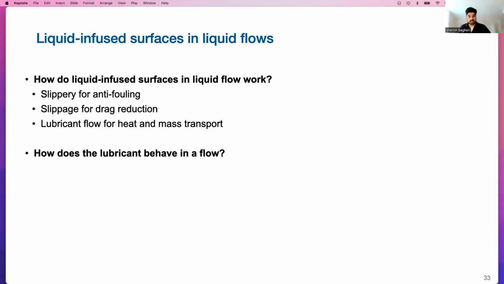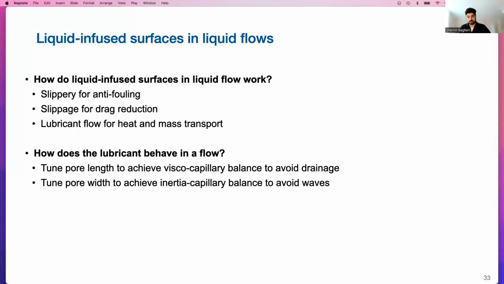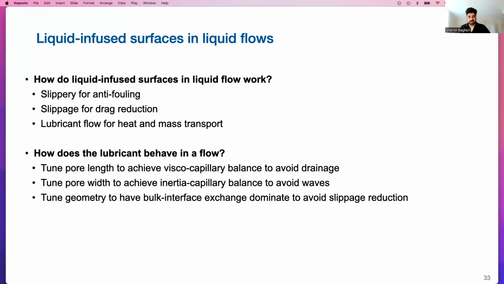A few things that I have talked about: we can reach a viscous-capillary balance. We can avoid drainage by tuning the pore length, for both partially wetting and totally wetting lubricants. We can make sure that the lubricant stays in place, although it wants to be drained. We can also tune the pore width in the other direction to achieve inertial-capillary balance, to avoid waves. And something I didn't talk much about in the last part is that we can also tune the geometry to have very fast kinetics, adsorption and desorption of surfactants, to avoid slippage reduction. These are some of the things we have learned, but there's much more, of course, which we're continuing to look into.